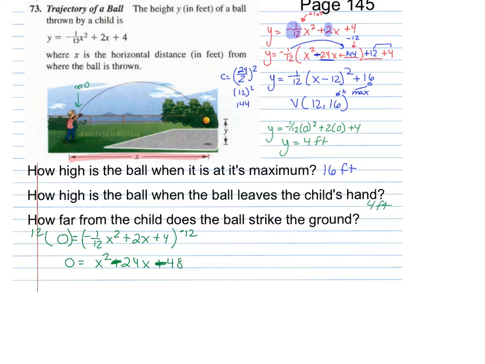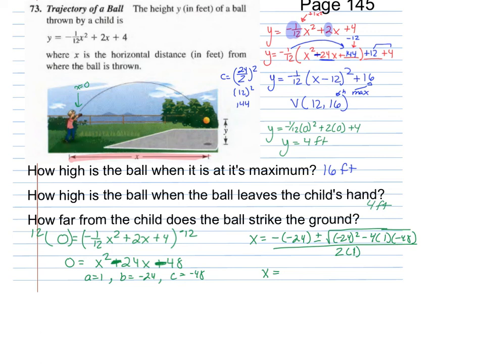Then once I get it in this form, I can use my quadratic formula to solve this. My A term is 1, my B term is negative 24, and my C term is negative 48. I'm just going to substitute into my quadratic formula that we do in Math 2, which is negative B, which is negative 24, plus or minus the square root of B squared, which is negative 24 squared, minus 4 times my A, which is 1, and my C, which is negative 48. All of that divided by 2 times your A, which is 1. This is your quadratic formula, so hopefully you remember it.